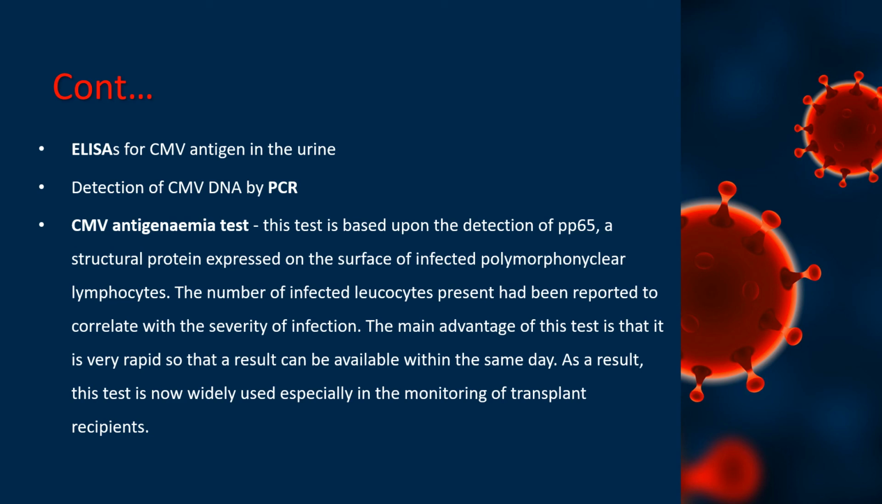And another test is the CMV antigenemia test. This test is based upon the detection of pp65, a structural protein expressed on the surface of the infected polymorphonuclear leukocytes. When the virus infects the host immune cells, the antigenic protein is expressed on the surface of the host cell. One such protein is pp65, and by detecting this pp65 in the polymorphonuclear leukocytes, we can conclude the presence of CMV virus in that particular person.